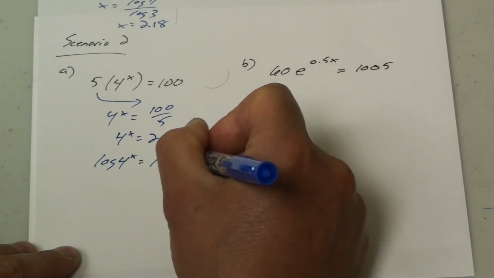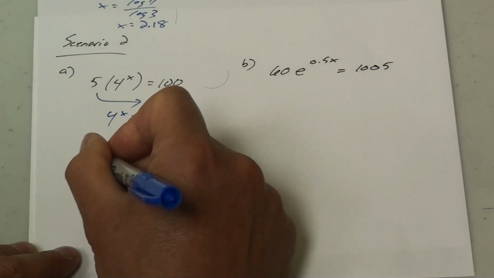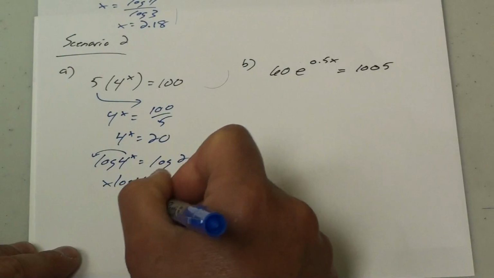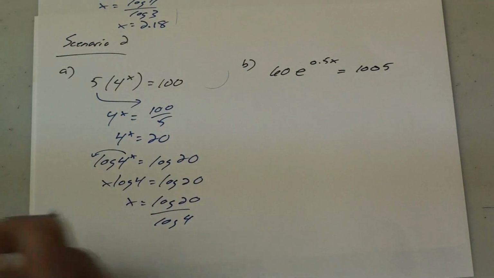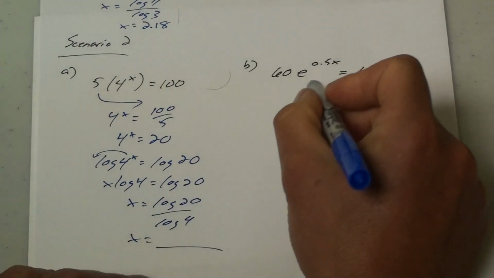I know to use just a regular logarithm because it has no e in it. Bring your exponent down front. Divide by the log 4, and you can put it in your calculator and you'll get an answer. Log 20 divided by log 4.